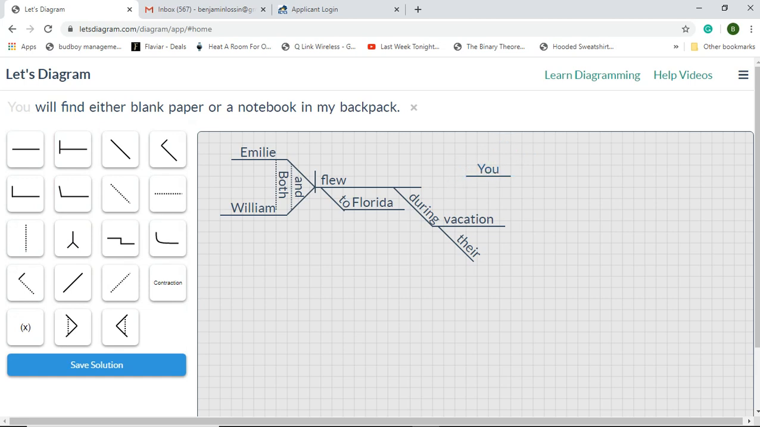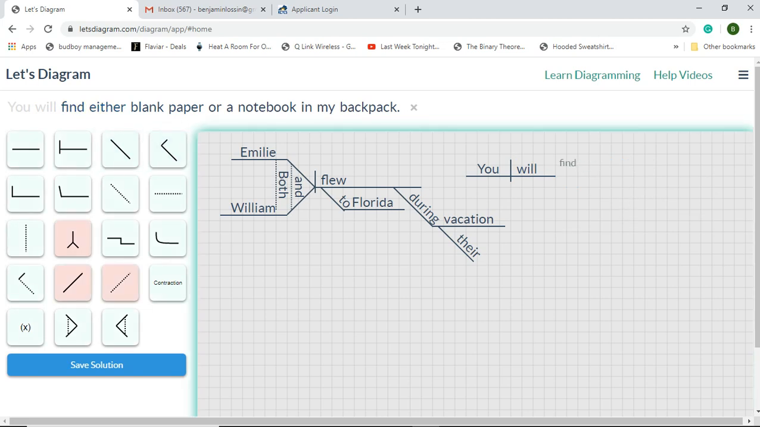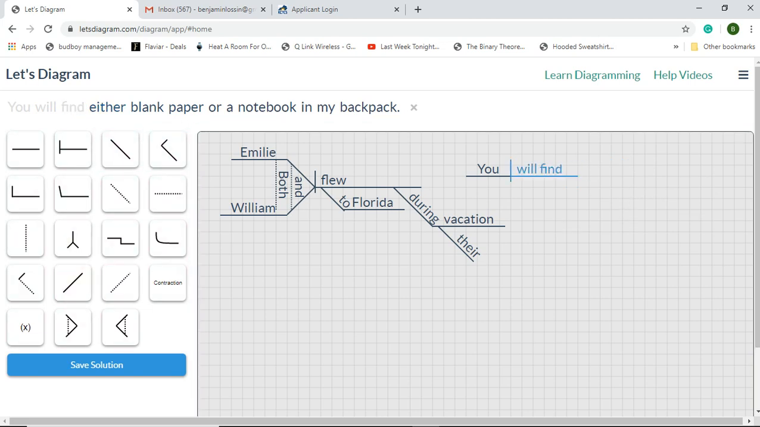I'll try to keep space for this. Okay, and then we need to find the verb. Well, will is a helping verb. That's there. And what will you do? You're going to find something. So that's our main verb. Find is the main verb. Okay, you will find.